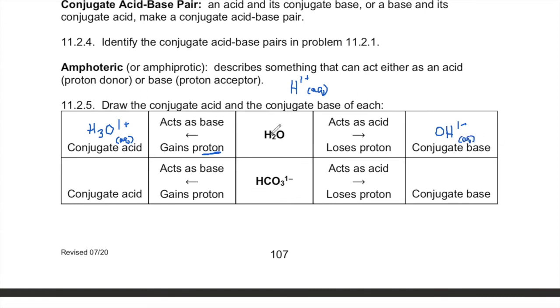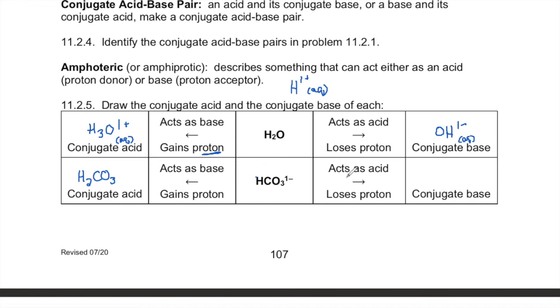Okay, so besides water, there are some other species that can act as an acid or as a base. So we have the bicarbonate ion here as one of those. It can act as a base and it can gain a proton. So if we add a proton here, we're going to increase the number of H's. We'll just make this a 2. And then we're going to increase the charge by 1. So this would be H2CO3, which is carbonic acid. So when bicarbonate gains a proton, it becomes carbonic acid.